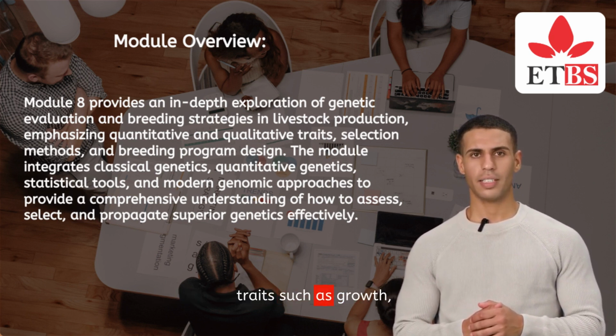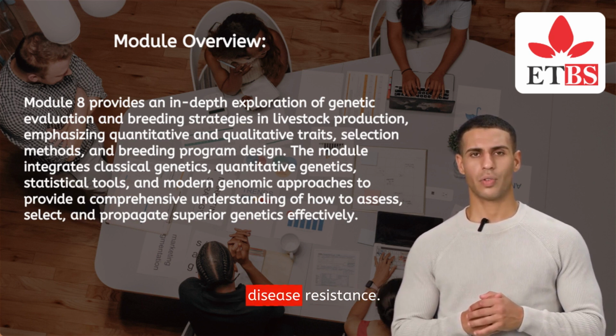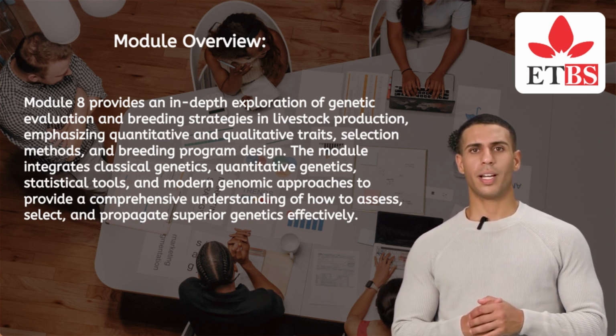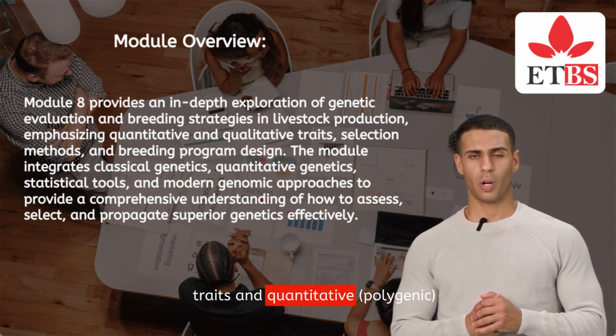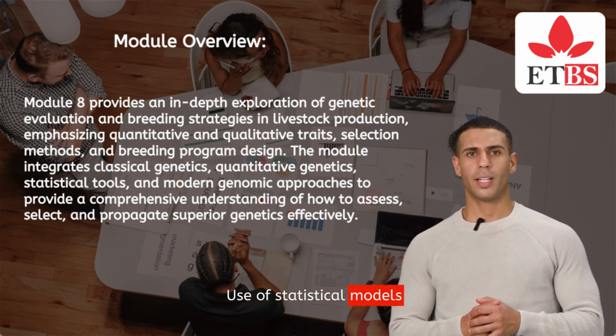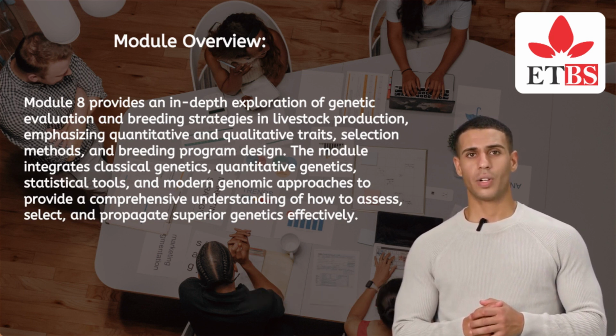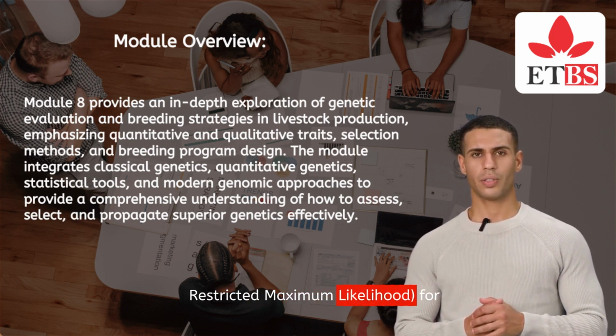Key concepts in genetic evaluation and selection: genetic parameters and quantitative traits, understanding heritability, genetic correlations and breeding values for traits such as growth, milk production, fertility, and disease resistance. Differentiation between qualitative, single-gene traits and quantitative, polygenic traits. Use of statistical models, BLUP, Best Linear Unbiased Prediction, REML, restricted maximum likelihood for accurate genetic evaluation.